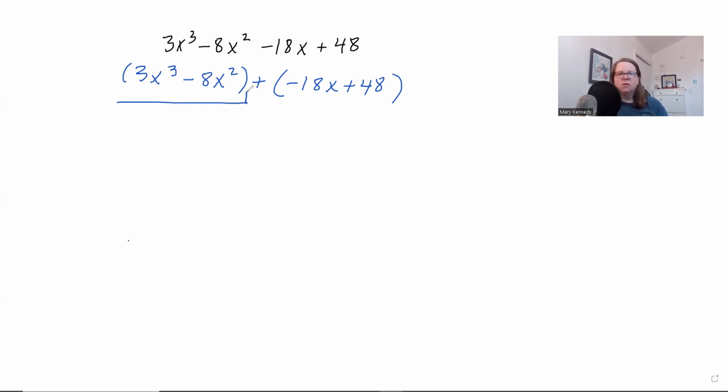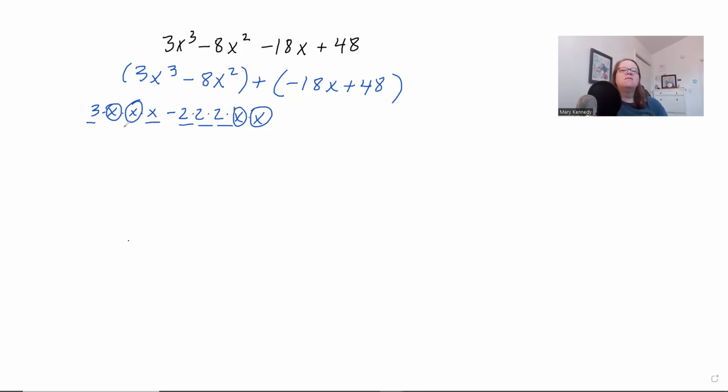We're going to start with the first one, and we're going to essentially factor this out. Let's see what our greatest common factor is. So 3x cubed is just 3 times x times x times x. And negative 8x squared would be negative 2 times 2 times 2 times x, right? Okay. So now we're looking for what we have in common. There's no 3 in any of the others. And there's an x here and an x here, x here, and then a leftover x.